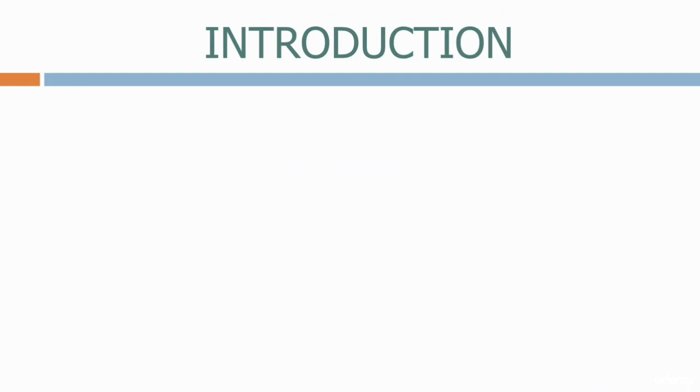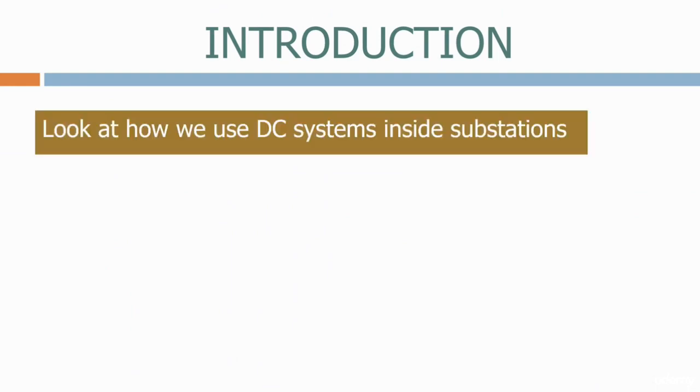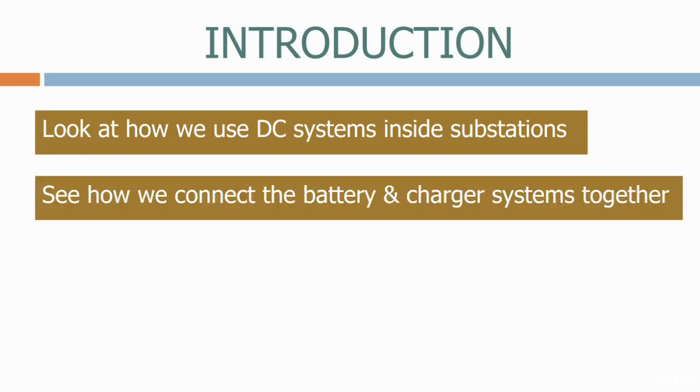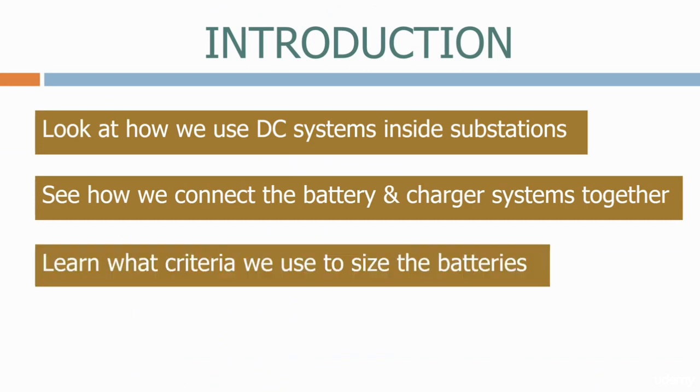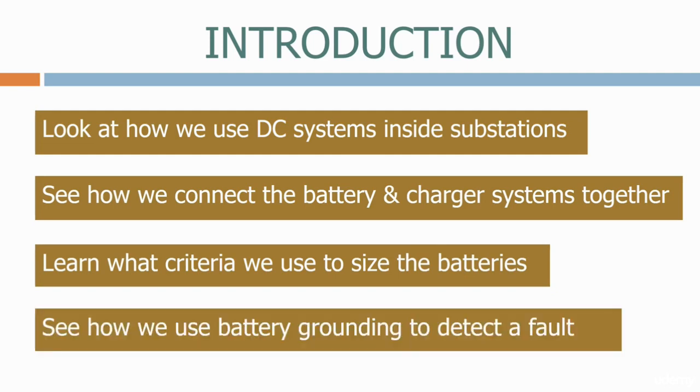The aims of the course today are: look at how we use DC systems inside substations. See how we connect the battery and charger systems together. Learn what criteria we use to size the batteries. See how we use battery grounding to detect a fault.